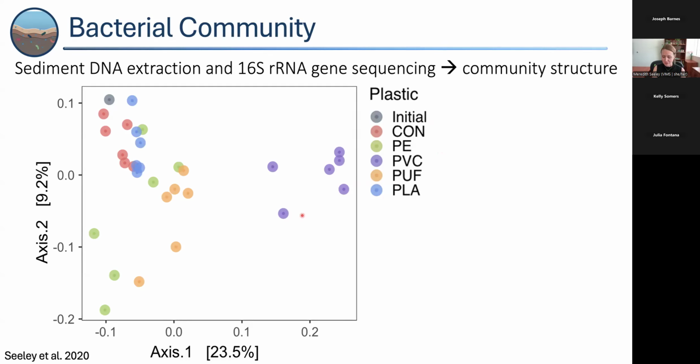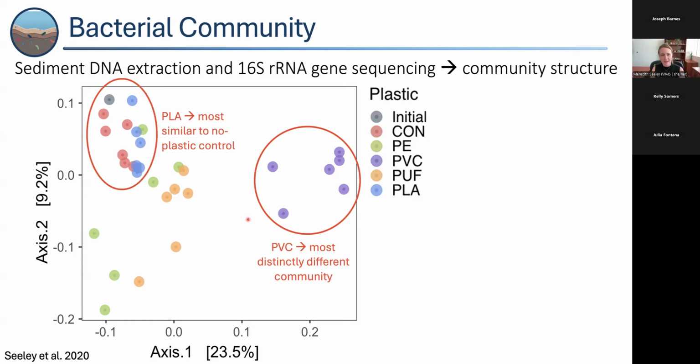So a trend that jumps out first and foremost is that we have this cluster of purple dots over here. This is telling us that the bacterial communities in the sediments which had PVC added to them were the most distinctly different communities. So something is driving some differences in that microbial community for sediments amended with PVC. A second trend that's interesting that I'll highlight today is that clustering close to our non-plastic amended sediment, which is our red dots, is the polylactic acid. So our bioplastics are allowing the microbial communities to maintain a steady state similar to not having plastics in them, which is interesting.